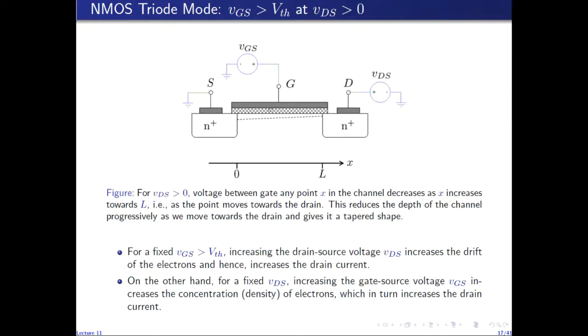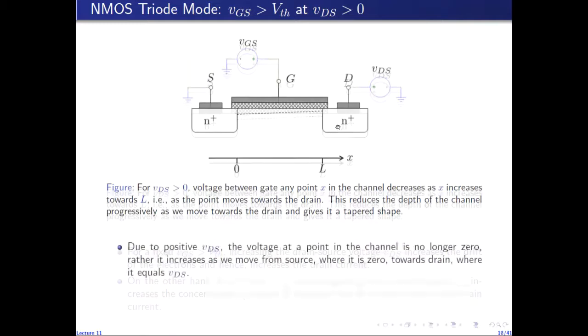So we have two phenomena here. Increasing VGS at a fixed VDS will increase the drain current because the electron density in the conductive channel will increase, and keeping VGS constant and increasing VDS will increase the drift of the electrons, which in turn will increase the drain current.